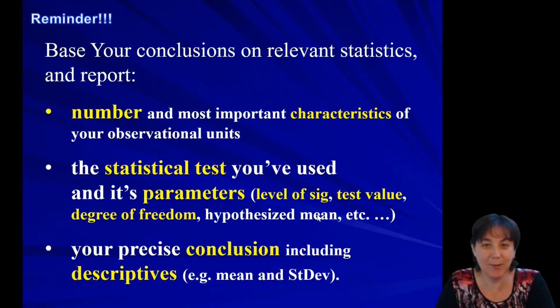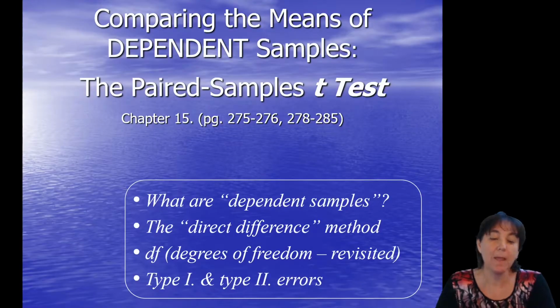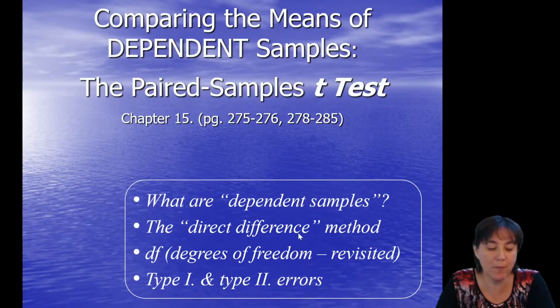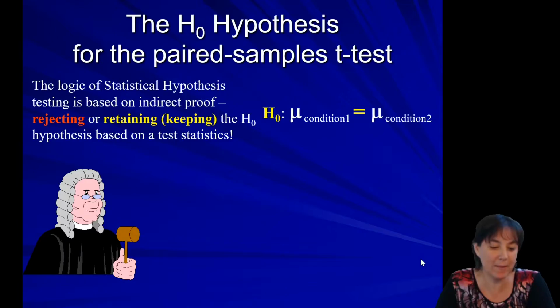We already talked about this in topic 4. But now let's compare the means for dependent samples. What are dependent samples? We will cover that here. And this test is also called the paired samples t-test or the dependent samples t-test. It varies on who is using which term. So we will talk about these dependent samples, the direct difference method, the way to calculate these, the degrees of freedom again, and the errors again. We already talked about these.